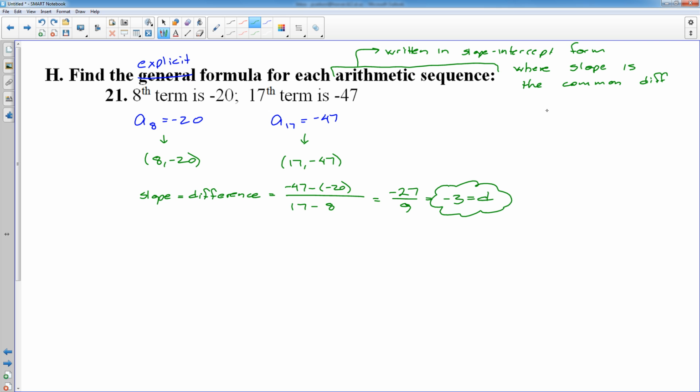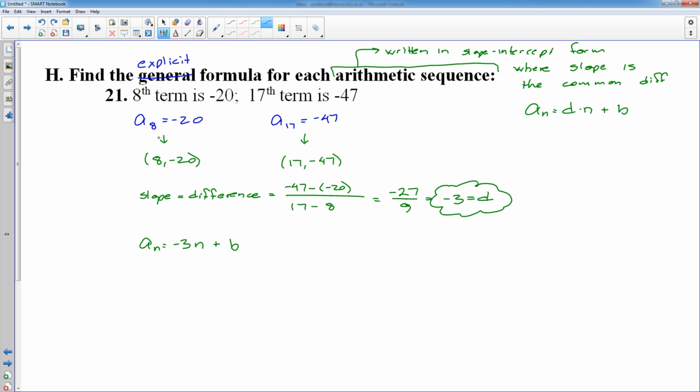That's the first part. Now your arithmetic sequence is going to be written in the form your common difference times n plus some other number. It's like mx plus b. I know the difference is negative 3, so that's what I'm shooting for. Now I know that my formula is negative 3 times n plus some other number, and we just need to find b.